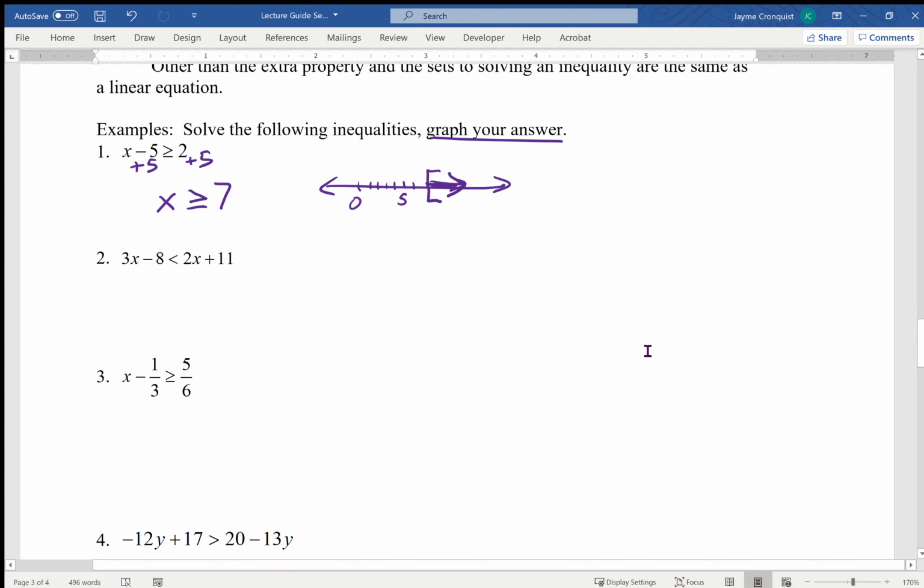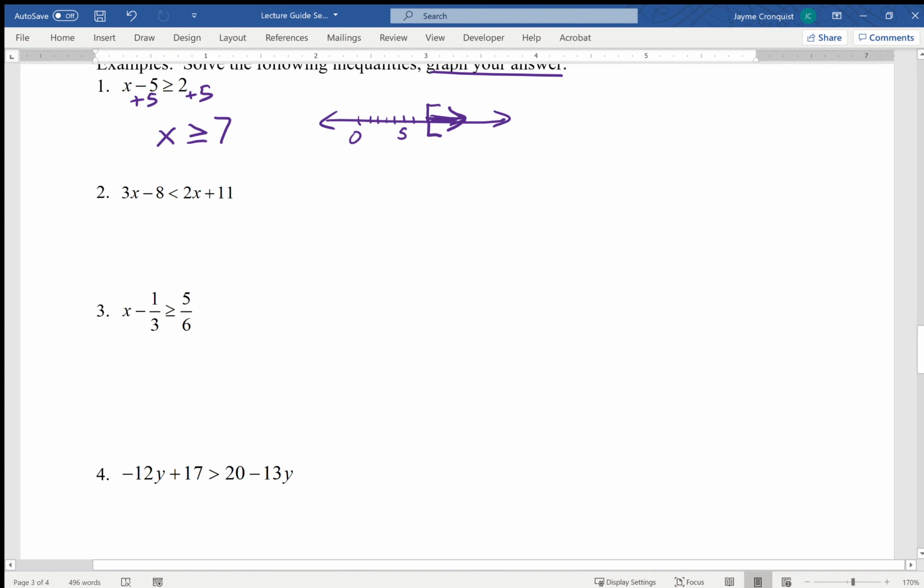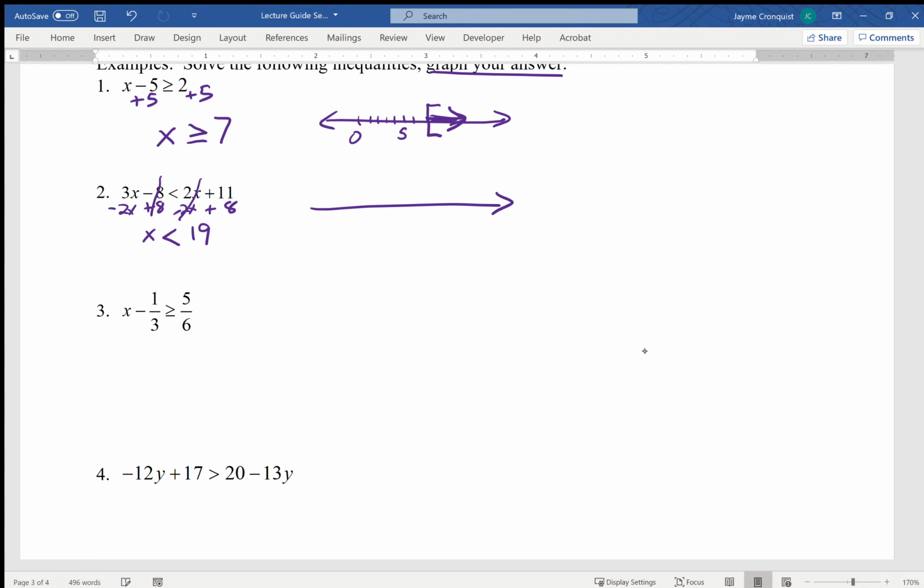That's fine. All right, I add 8 to both sides, and then subtract the 2x. I get x less than 19. Then 2 x's, and then the 2 8's cross out. Okay, so graph this. So we're going to put our 0 down here. What we're going to do now is I'm just going to count up by 5s.